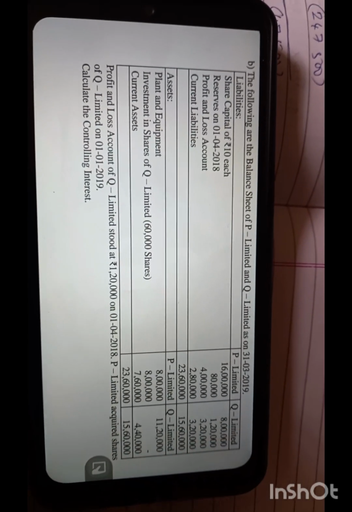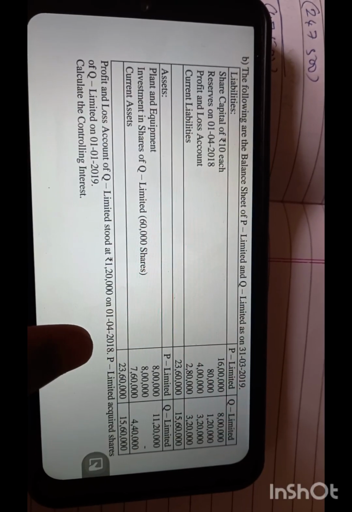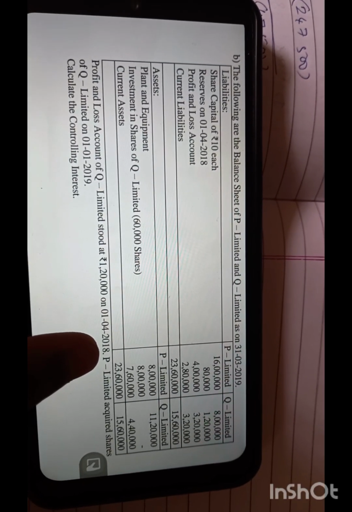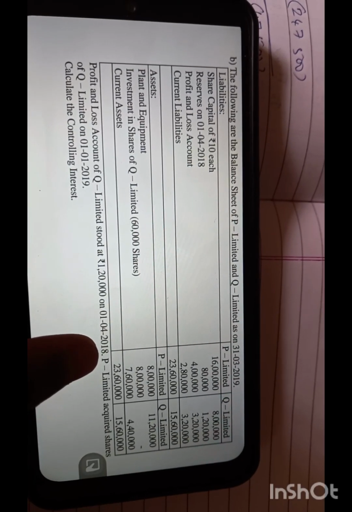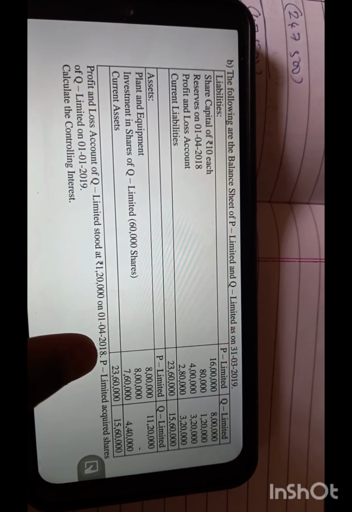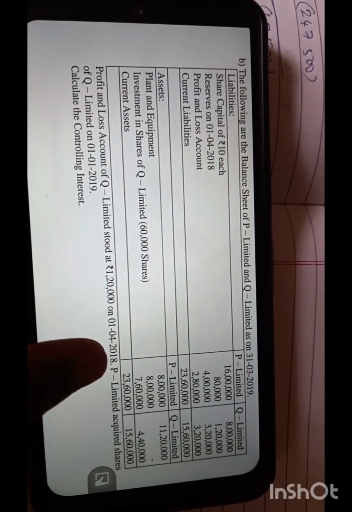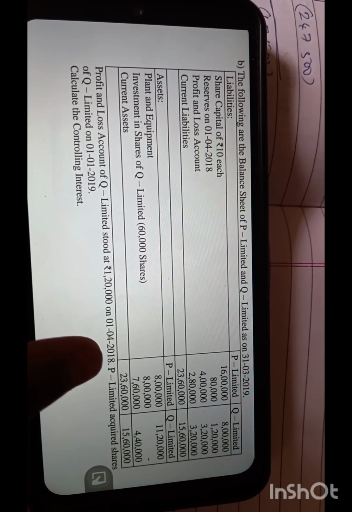The following are the balance sheets of P Limited and Q Limited as on 31st March 2019. Share capital of 10 each, 16 lakh and 8 lakh. So 8 lakh divided by 10 means 80,000 shares. Reserve on 1/4, so 1 lakh 20. So we are concentrating only on Q Limited because P is acquiring. Profit and loss account 3 lakh 20. Current liability 3 lakh 20. Total 15 lakh 60,000. So assets also we have 11 lakh 20.